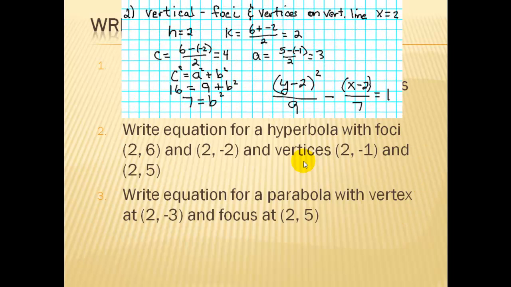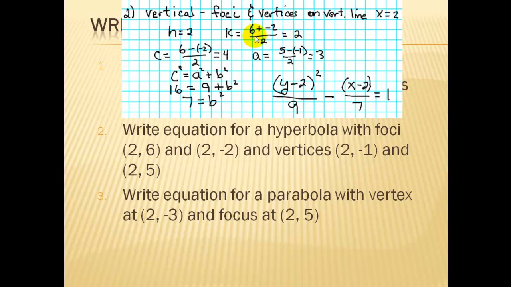Let's look at number 2, a hyperbola. In this case, our vertices and our foci all line up. Foci and vertices all line up on a vertical line. They all share the same x-coordinate, so they're vertical from one another, so we have a vertical hyperbola. Halfway between the vertices or halfway between the foci, either one, is going to be the center. So our center is going to be at 2 for h, because everything's along the line x equals 2.